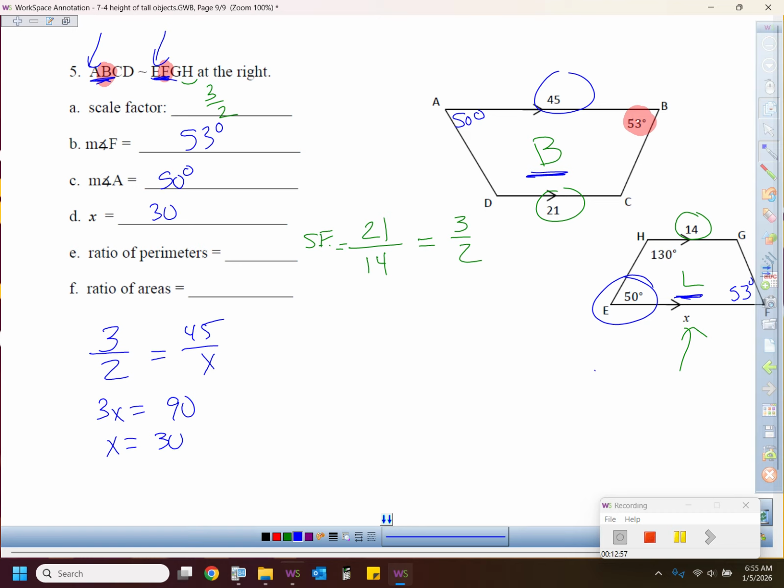Then the ratio of the perimeters, don't need to know anything about the actual perimeter. It's all about the scale factor, and it would be the scale factor to the first power, because perimeter gets the first power. And area, it would be the scale factor to the second power. So 3 squared is 9, and 2 squared is 4. So ratio of their areas.